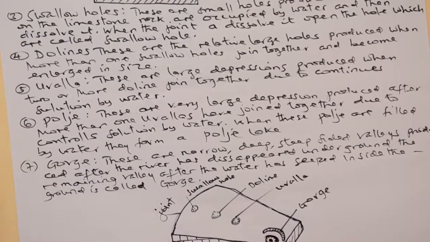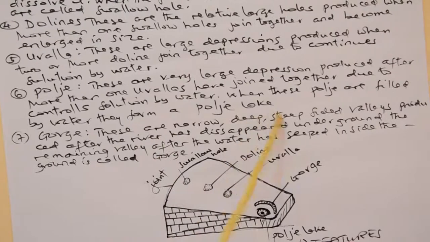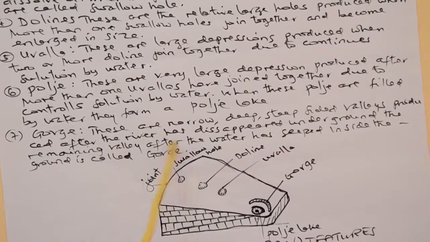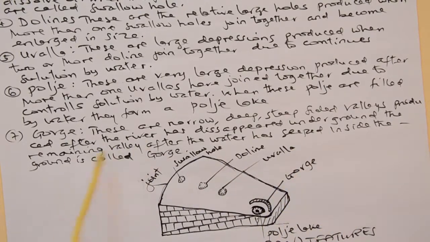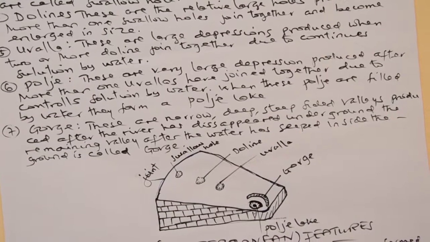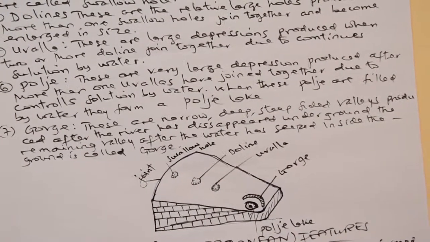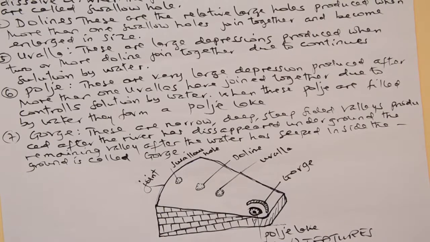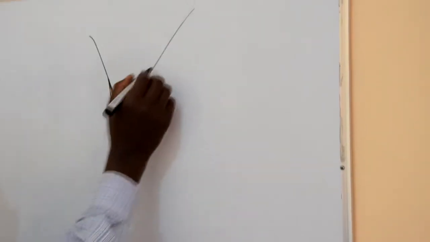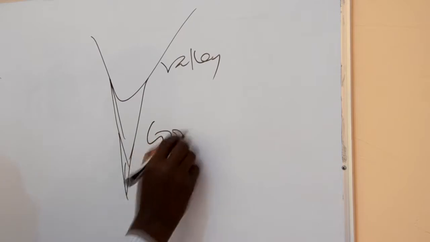Dear students, the last feature that can take place on the surface in the Karst region is the gorge. This is a narrow, deep-sided valley produced after the river has disappeared underground. The remaining valley after the water has stepped inside the ground is called a gorge. Dear students, this gorge is formed after the valley, wherever it will be expanded mostly vertically. But wherever the gorge will be expanded vertically the most, it can cause the formation of a canyon. In East Africa, we have valleys and gorges. The canyon is mostly in West Africa.